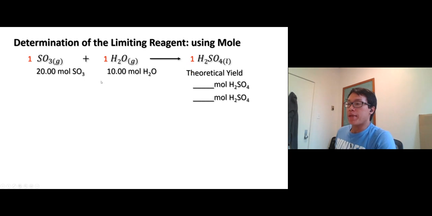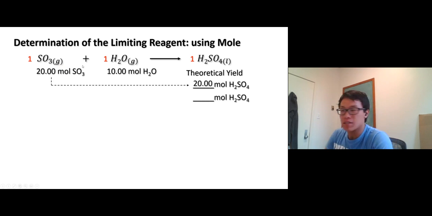All right, so if you look at the number of sulfur trioxide, we have 20 moles of sulfur trioxide and only 10 moles of water. If you look at just the moles of sulfur trioxide, you should get 20 moles of sulfuric acid. Does it make sense? They're 1:1 ratio.